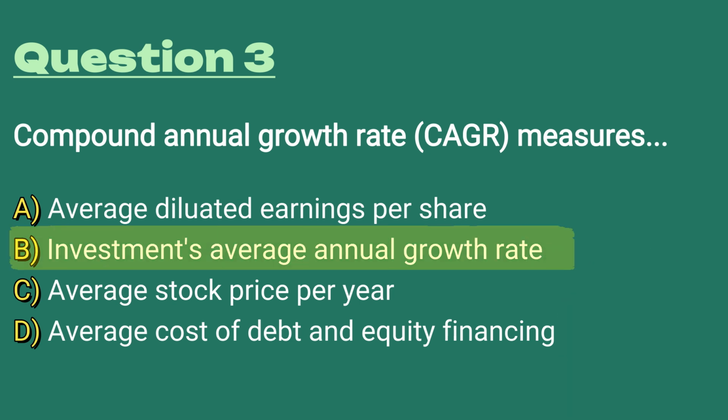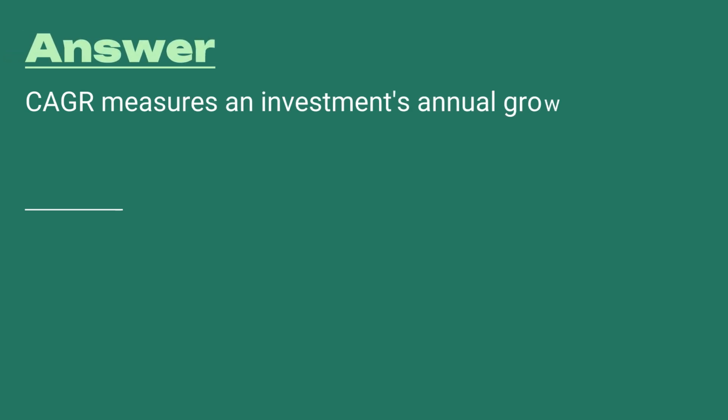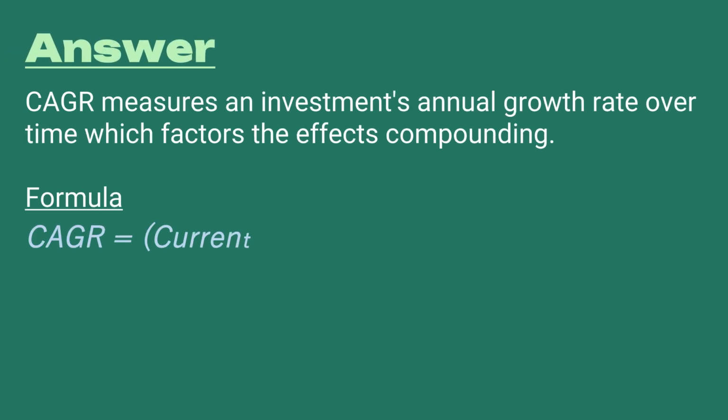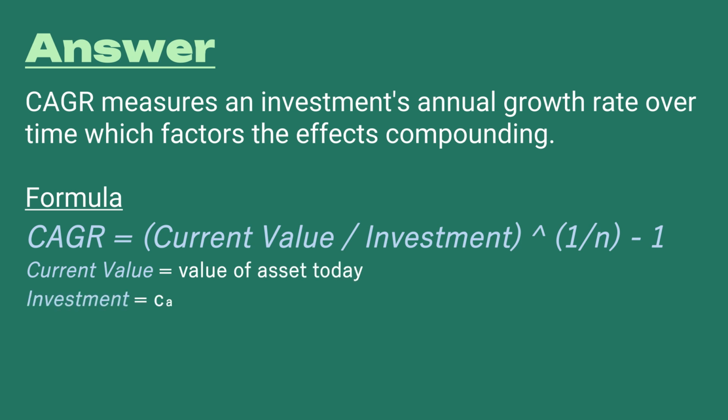The answer is B, investments average annual growth rate. CAGR measures an investment's annual growth rate over the time, which factors the effects of compounding. Basically, you are looking at the return on investment for a particular asset, and what CAGR is going to do is smooth out the average rate of return for each year.